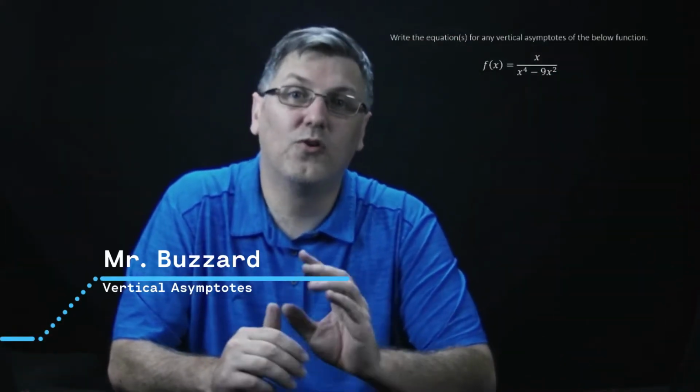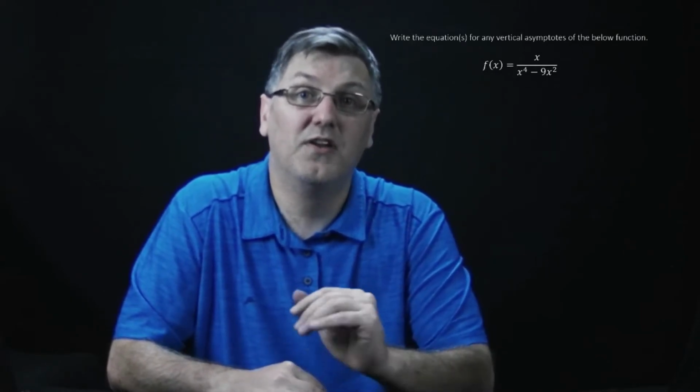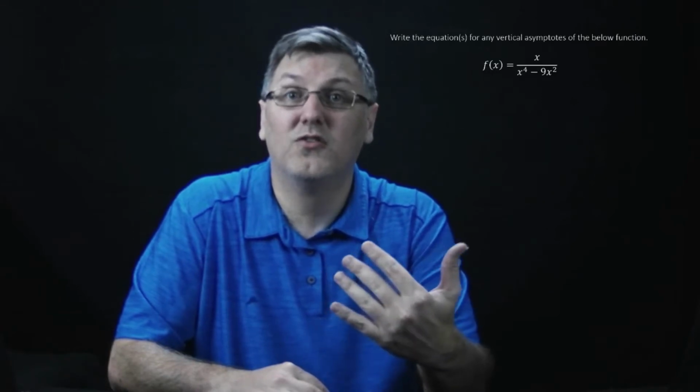All right, so on the last video, we talked about removable discontinuity or holes. The next step you'd want to do when you're looking to graph these rational functions is to look to see if you can find any vertical asymptotes. So vertical asymptotes are lines you can never ever cross because that means you're going to divide by 0.